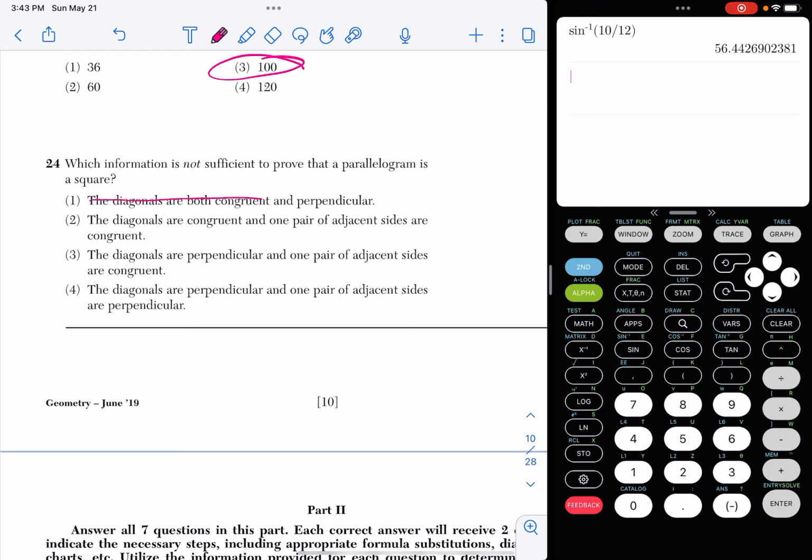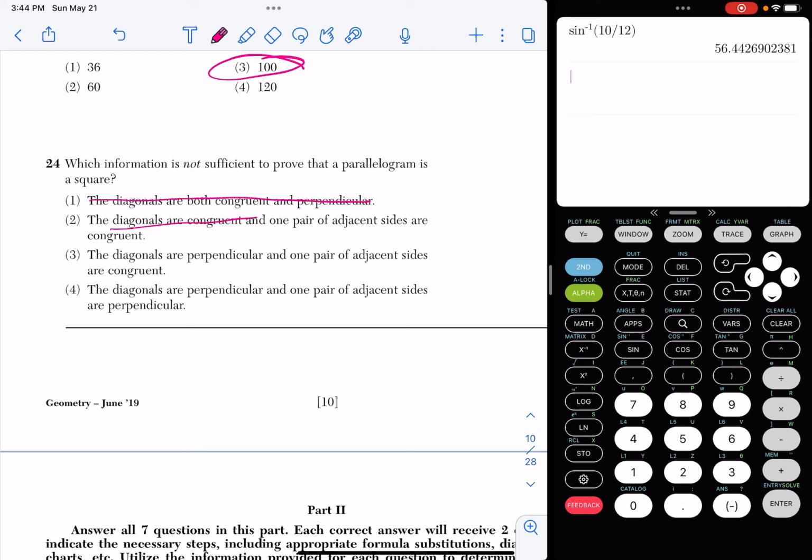Choice 2, diagonals are congruent and one pair of adjacent sides are congruent. That means it must be a square. Okay, if adjacent sides are congruent, that means two sides that are next to each other. That's true for a square. All right, choice 2 says that. Choice 3, the diagonals are perpendicular and one pair of adjacent sides are congruent.